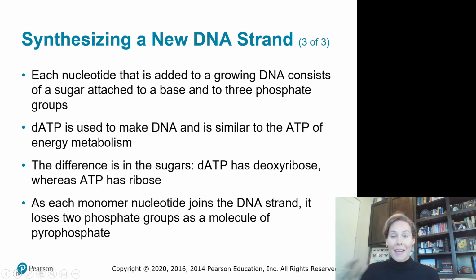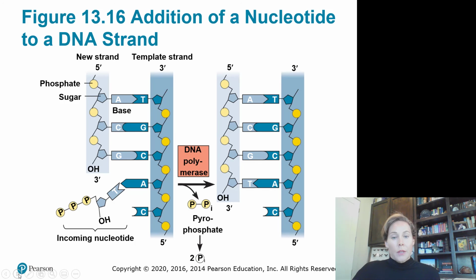Each nucleotide that's added to the growing DNA consists of a sugar attached to a base and three phosphate groups. dATP is used to make DNA. It's similar to ATP, but it's for DNA, so that's easy to remember because there's a D in it. It is the energy to make all of this happen. So there you go, there's the making of a new DNA strand. It has split, and so we have our parent molecule here, then the darker blue. We have a new strand being built from the 5' end down, and it's dATP that's helping to make that occur by providing the energy for it.